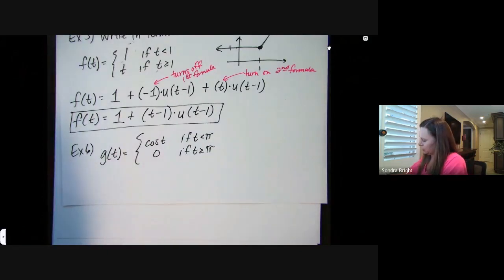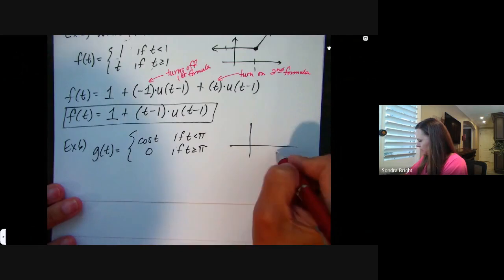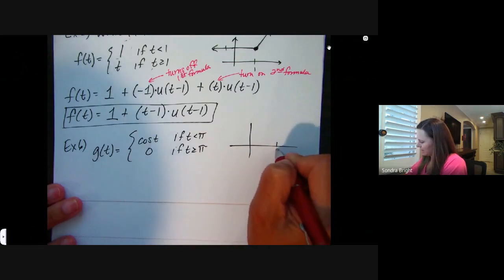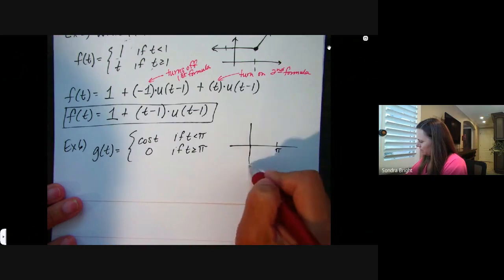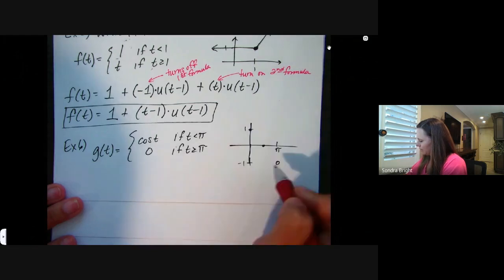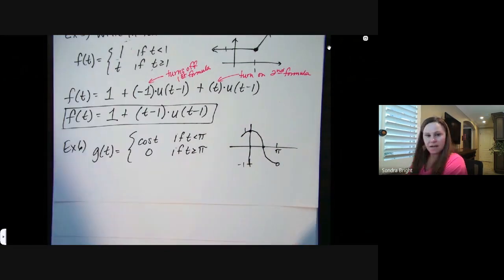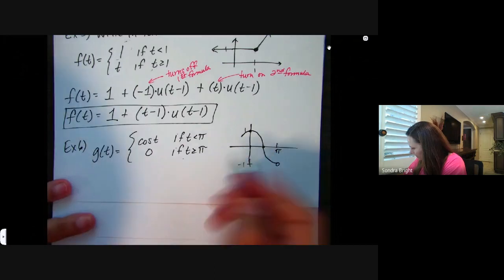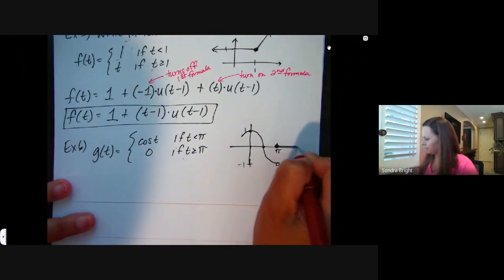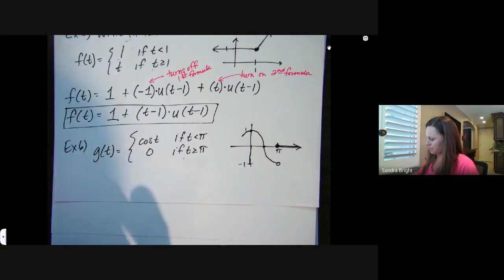Let's do a sketch. So cosine, it's going to switch at pi. Cosine of pi is negative 1. So let's go 1, negative 1. It's an open dot, so it'll be there. At pi over 2, you'd be 0, and at 0, you'd be 1. So remember, cosine looks like that, right? And then it's 0 for t greater than or equal to pi. So it closed out there and then going that way. All right, so there's the sketch of this piecewise function.